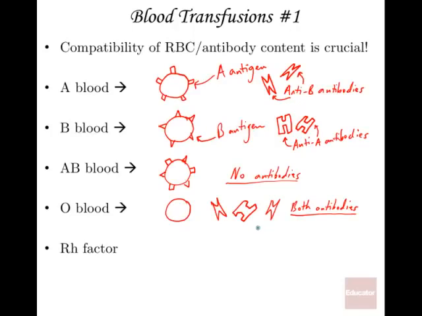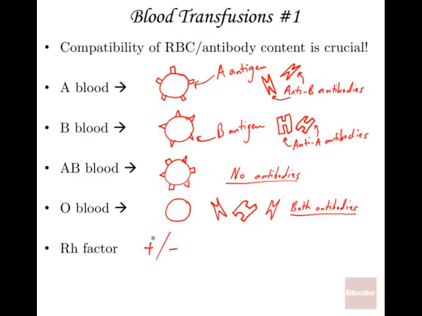Next up, Rh factor. This is either Rh positive or Rh negative, and this was named after the fact that it was discovered in the rhesus monkey. The word rhesus, not like the candy, is R-H-E-S-U-S. So in the rhesus monkey, they discovered this. This comes from a separate gene. Whether you're A, B, O, or AB, that comes from a certain genotype you inherit. This is on a different gene.